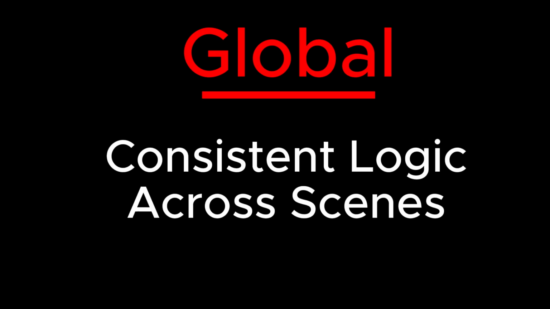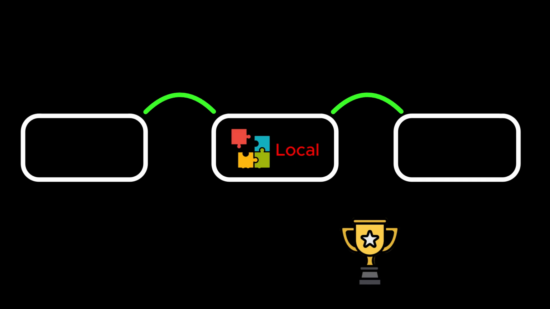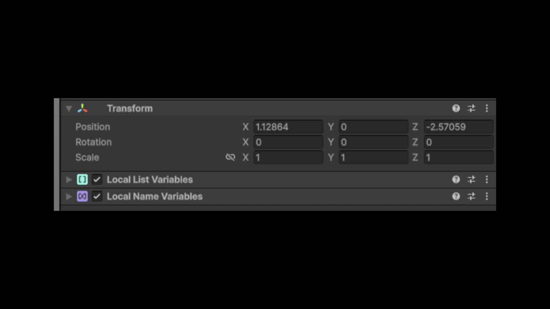So, to not forget, local variables are for scene logic and global variables for consistent logic across scenes. Say you have a puzzle in your scene, and achievements. The puzzle will use local variables, since it's only used in the scene, but achievements are needed across scenes, so they will be stored in global variables. Easy, right? Now let's see the difference between list variables and name variables.